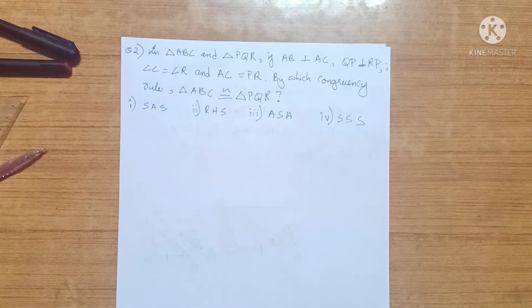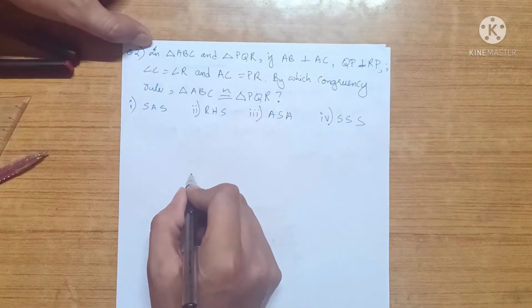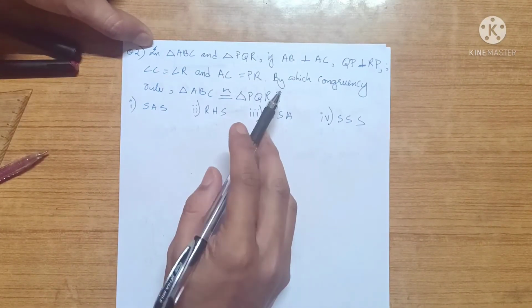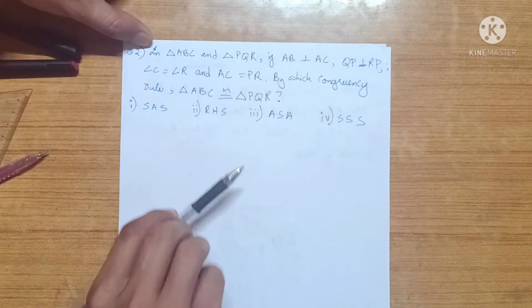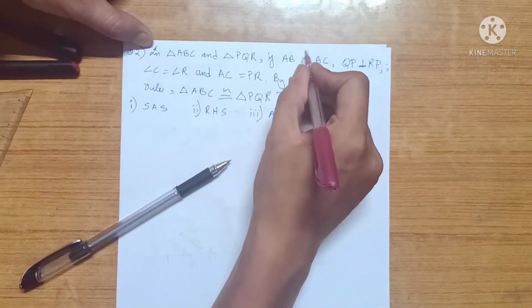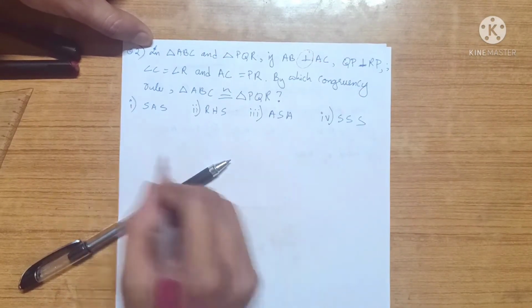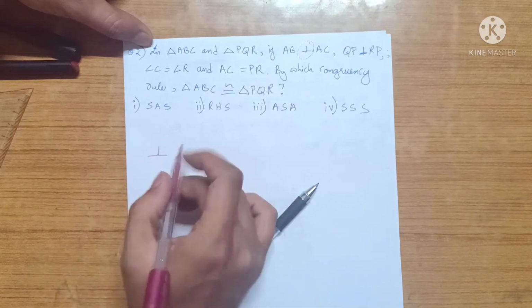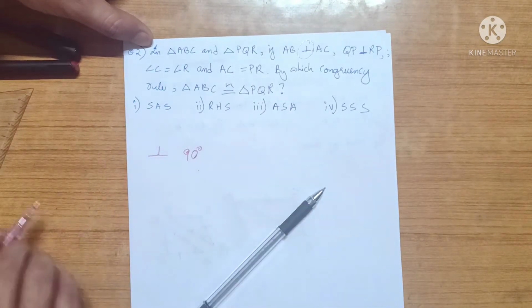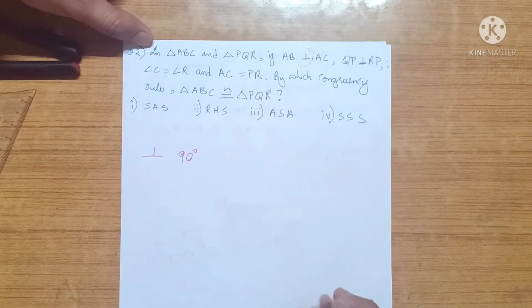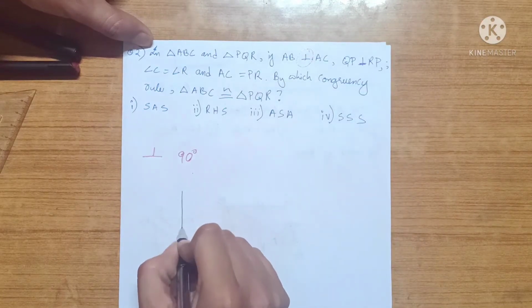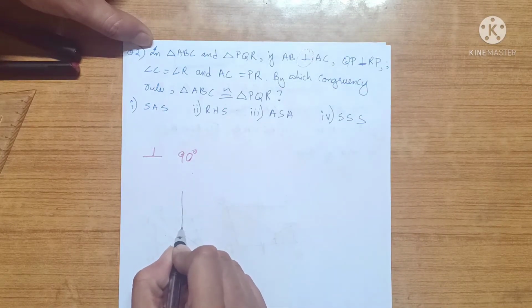In triangle ABC and PQR, we don't have a diagram, so we'll have to draw the diagram. So let's draw. If AB is perpendicular to AC, this thing is called perpendicular, or 90 degrees. Literally means 90 degrees. So we have a triangle where AB is perpendicular to AC.